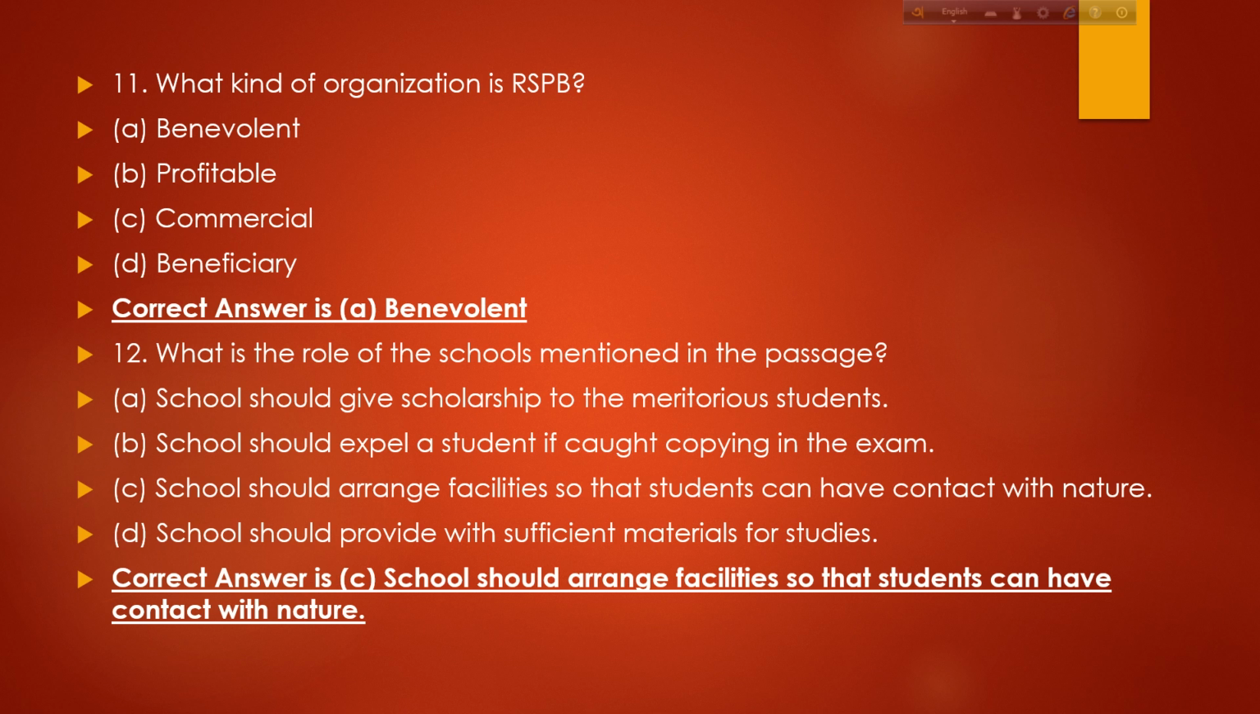Number 12, what is the role of the schools mentioned in the passage? A, school should give scholarship to the meritorious students. B, school should expel a student if caught copying in the exam. C, school should arrange facilities so that students can have contact with nature. And D, school should provide with sufficient materials for students. So the correct answer is C, school should arrange facilities so that students can have contact with nature.